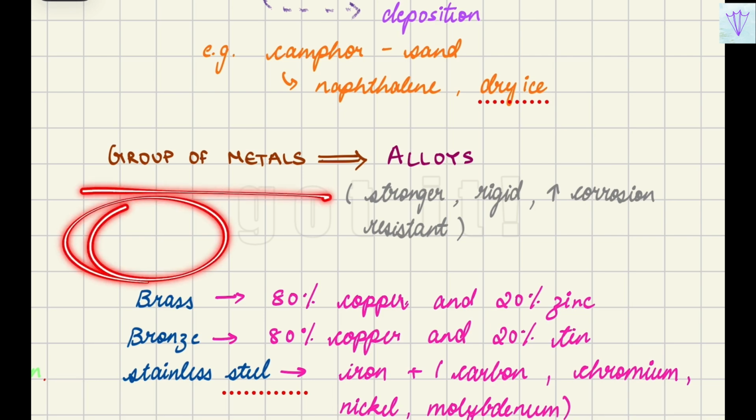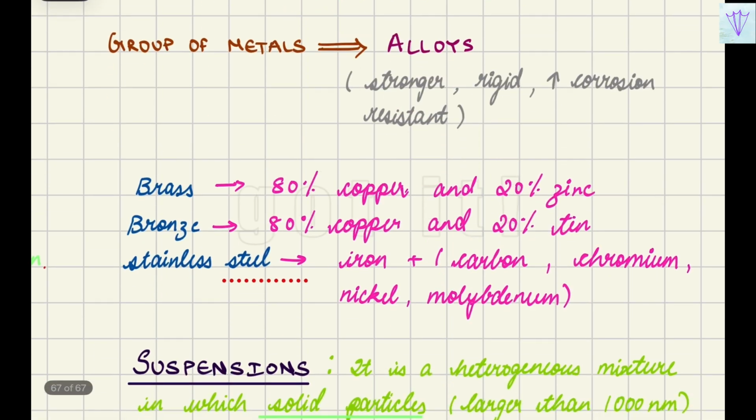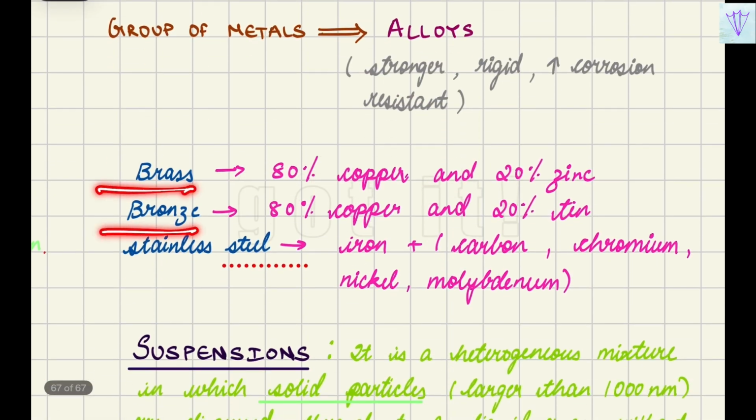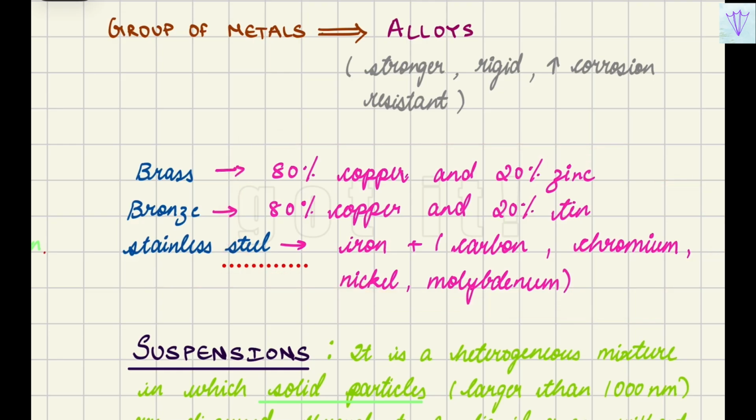First you need to melt the group of metals and then combine all the metals together, and then you can form the alloys. Once you form the alloys, you cannot separate them because they are made stronger, rigid, and they'll have more corrosion resistance. So that is the purpose why we make the alloys. Some of the alloys are brass, bronze and stainless steel, and these are the compositions of these alloys.